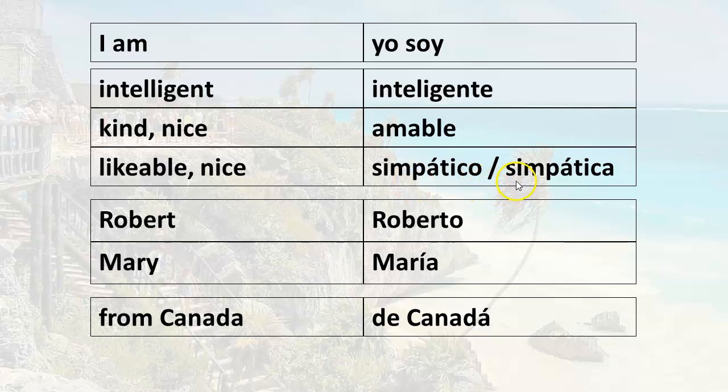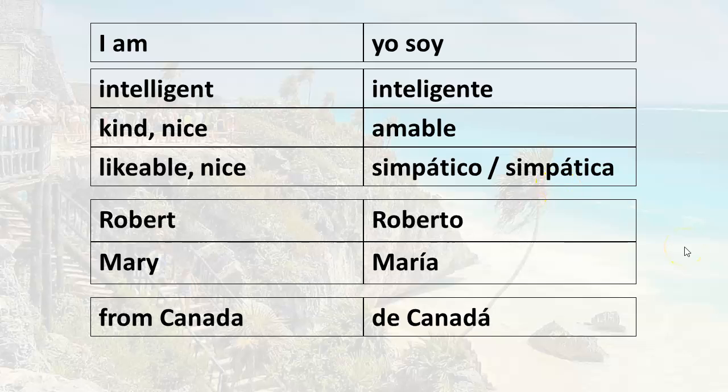Most adjectives in Spanish have more than one form in the singular. So simpático, if I'm talking about myself and I'm male, I will say soy simpático. If you are describing yourself and you're female, then you will say yo soy simpática. So the form of the adjective depends on the gender of the speaker. Yo soy simpático for males. Yo soy simpática for females. And we'll learn more about that when we study adjectives coming up in future lessons.